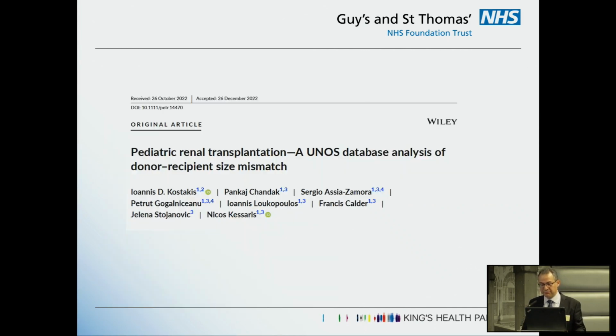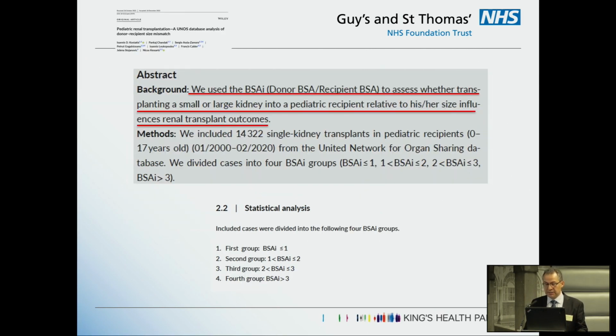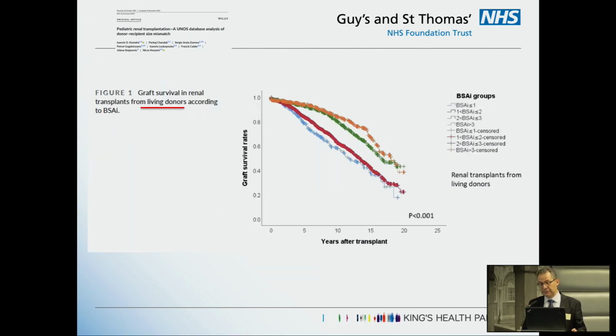Now, we've looked at the UNOS data with respect to assessment of the donor-recipient size mismatch and outcomes, and we use the body surface area index, which is donor body surface area over recipient body surface area, and the smaller the recipient, the higher the value. As you can see here, divided into equal or less than 1, less than 2, less than 3, or more than 3. And more than 3 is the smaller recipient.